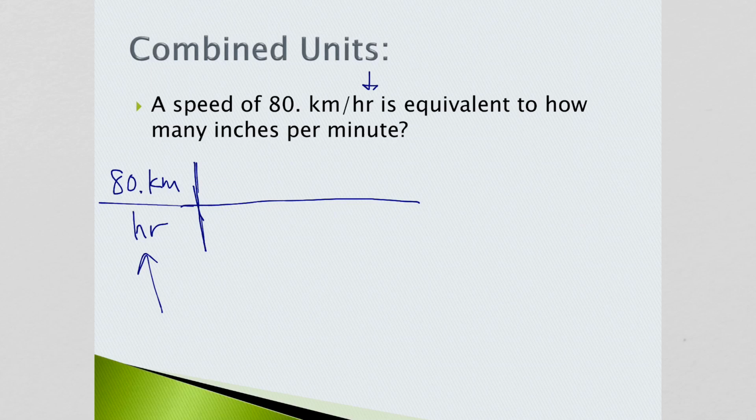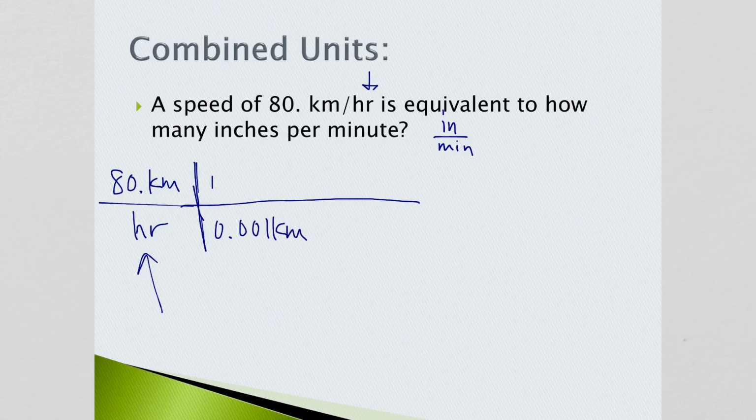And now I'm ready to make my conversion, and it wants my final answer in inches per minute, which means inches over minutes. So it doesn't matter if you convert the time unit first or the distance unit first. I always like to start with a unit in the numerator just for organizational purposes. So I'm focusing now on getting from kilometers to inches. So once again, I'm going to use the same conversion factor that I used previously.